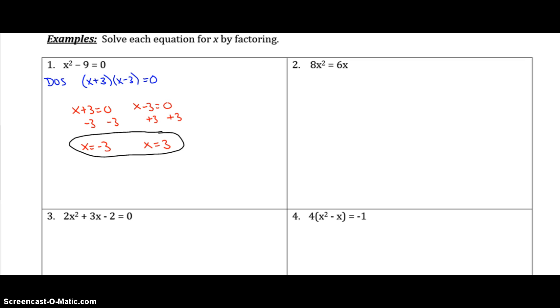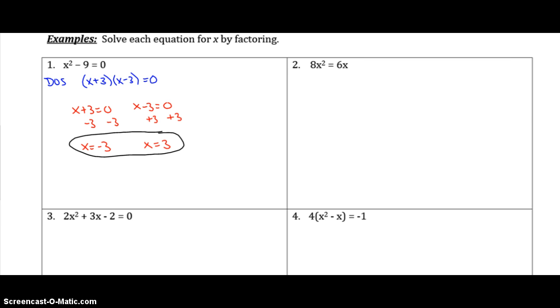So, all terms on the left, 0 on the right. Factor using your proper factoring strategy. Set each factor equal to 0. Solve each factor. That's example 1.